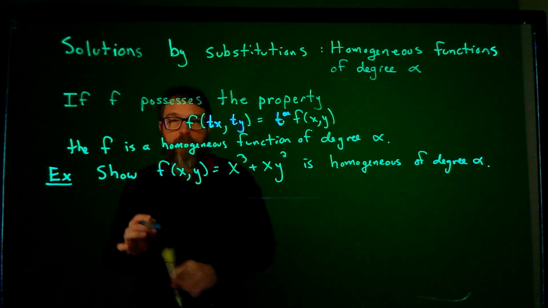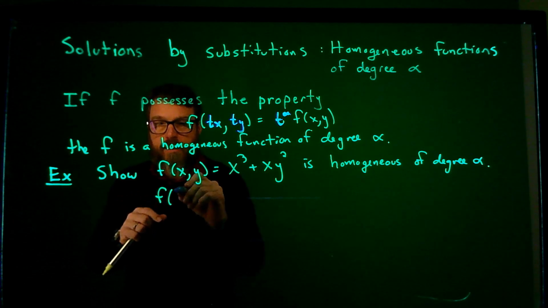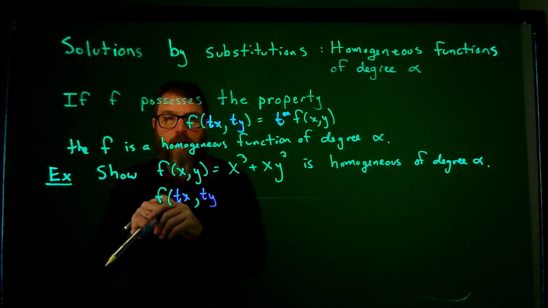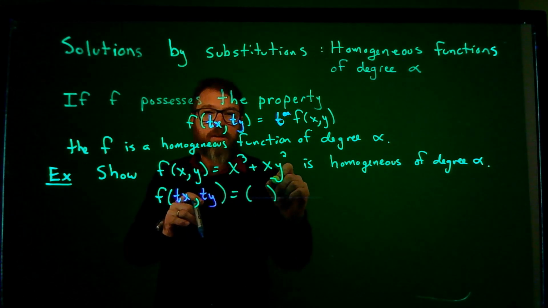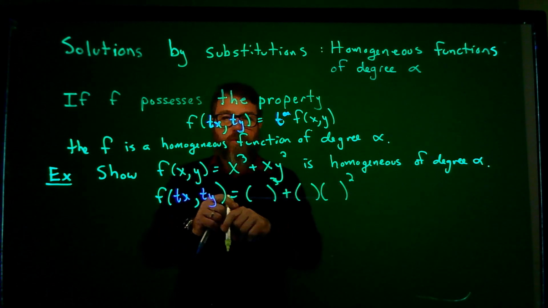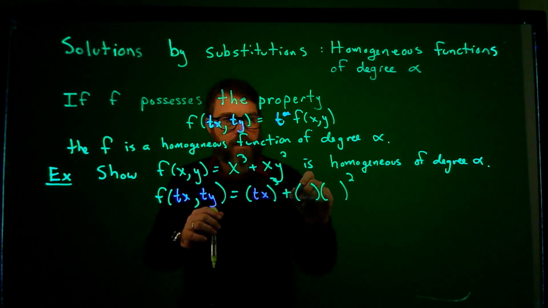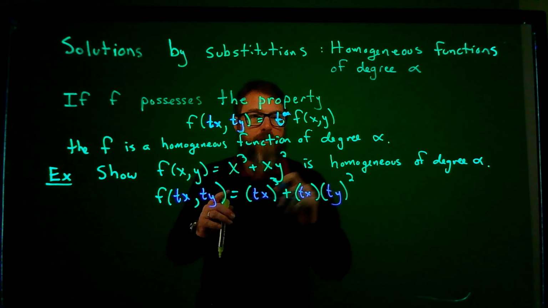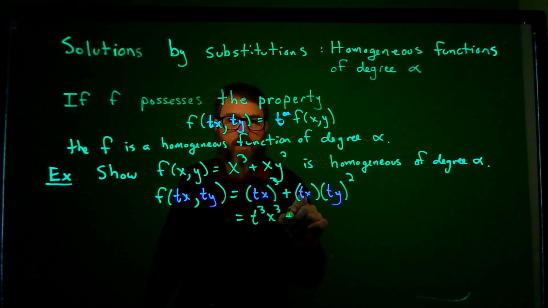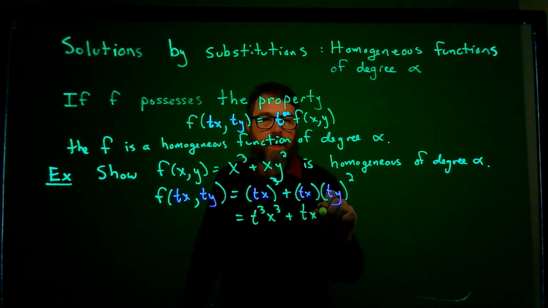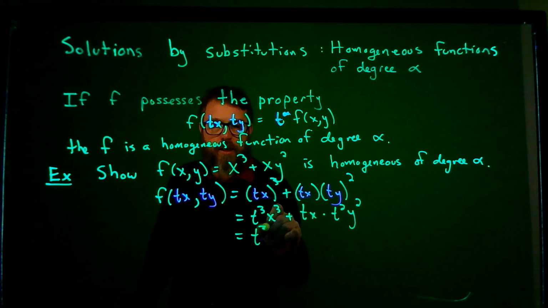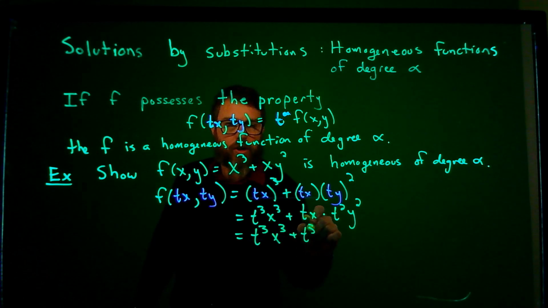So let's do that. Let's evaluate this function at tx comma ty and see what happens. So this is the input cubed for the first component, times the second component squared. We're going to put a tx wherever there's an x, and a ty everywhere there's a y, and then we will simplify this. So this is going to be t cubed x cubed plus tx times t squared y squared. And I'm going to have t cubed x cubed plus t cubed xy.